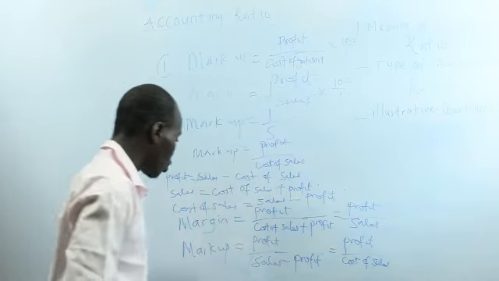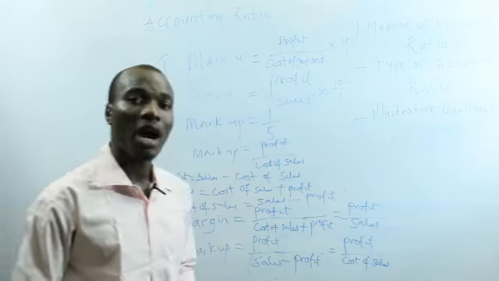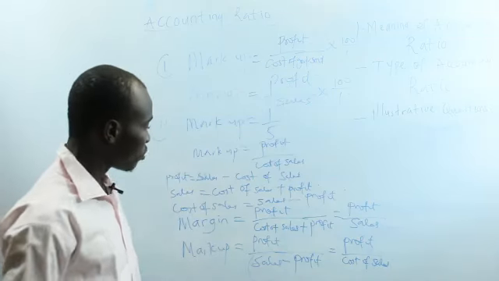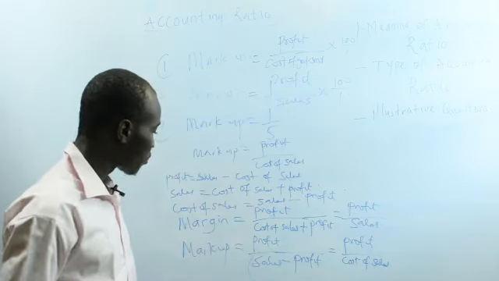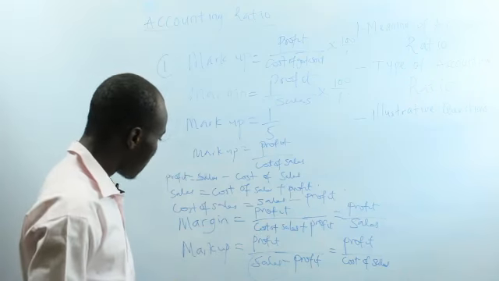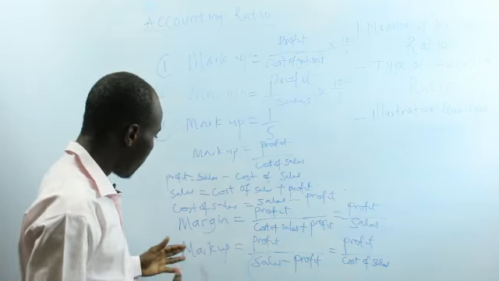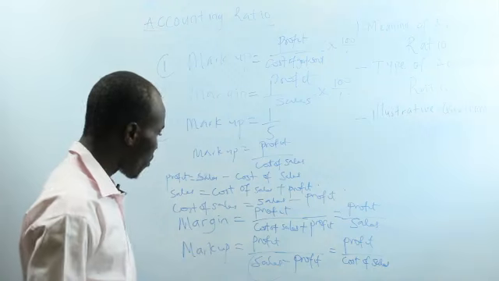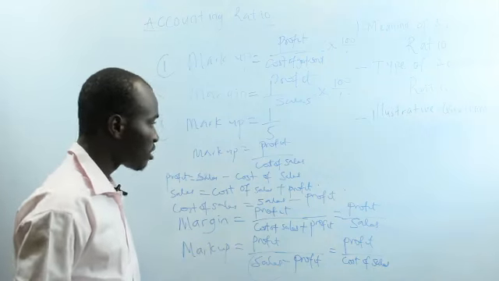So generally, to convert the markup to margin, we have to add the numerator to the denominator. And to convert margin to markup, we have to subtract the profit from the sales.